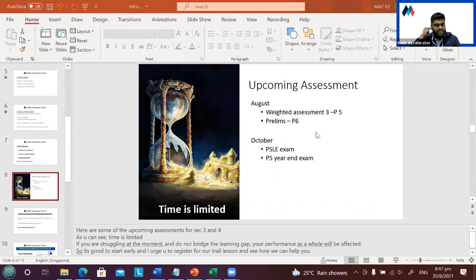So for August, some of you just mentioned that your prelims are over for primary 5, right? So, okay, that's good. I hope you all did well. And prelims for primary 6 should be coming soon as well. In October, it's PSLE, and primary 5 has the year-end exam, all right? So it's good to start early, right? One of you said today, I hope you did well, man.